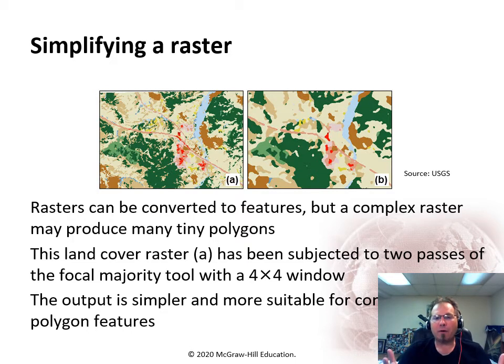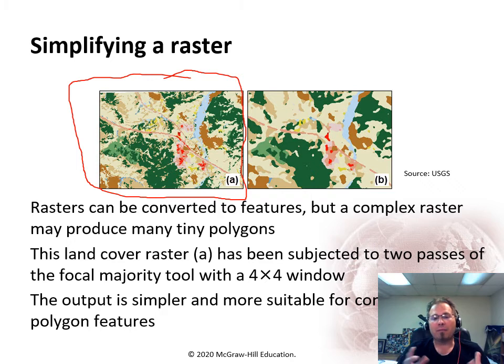Now, rasters can be converted to polygons, as I mentioned before. If you try to take pane A here and convert it to a polygon, it might work, but the file might be huge, or you're going to get millions of polygons, and then you have to dissolve them, and it can really bog down your machine. So what you would want to do first is run a pass or two of the focal majority tool. That smooths it out, but you can still see where the bulk of the areas are. You're not losing that much resolution.